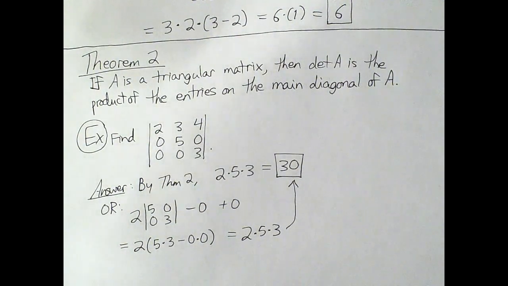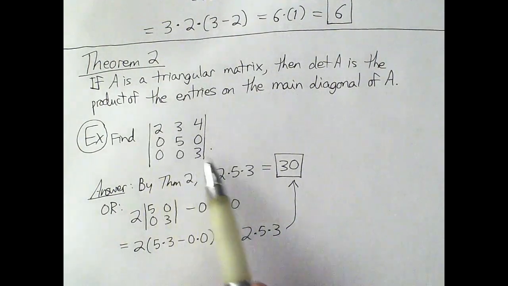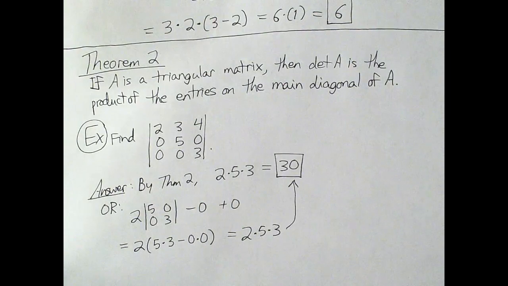Now, you might be wondering, this kind of raises a natural question. And that is, if you had a 3 by 3 matrix and it was not in triangular form, would it be okay to do row reduction to get it into triangular form and then apply theorem 2 to get the determinant very quickly? And is that a valid strategy or not? Does it get you the correct answer or not?